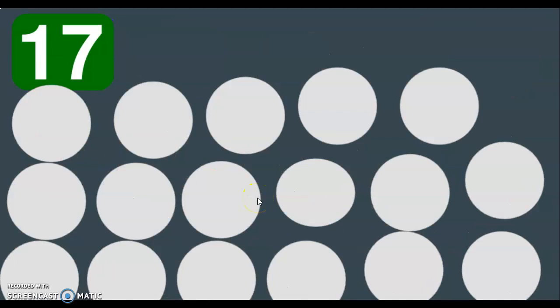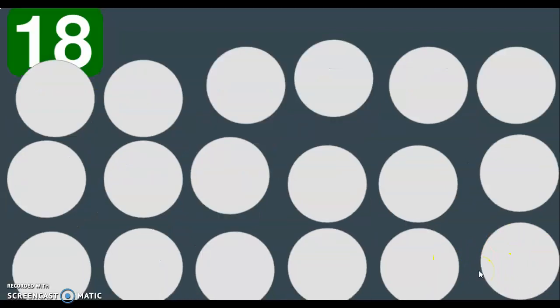So after 16 comes the number 17. We want to make sure we have 17 circles or items in our group. And we want to remember that the higher the number, the more circles or items we have in our group. So we have 1, 2, 3, 4, 5, 6, 7, 8, 9, 10, 11, 12, 13, 14, 15, 16, and 17. So after 17 comes the number 18.